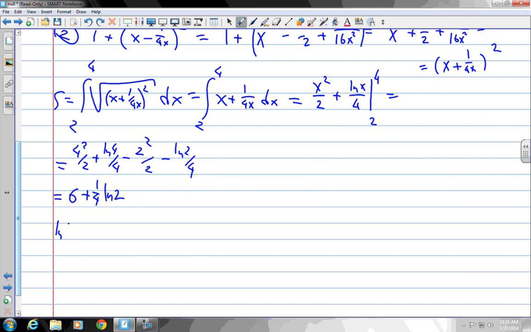Well, because ln of 4 minus ln of 2 is ln of 4 over 2, right? But anyways, whatever that is, you can leave that as an answer. You can plug it in a calculator to get what I got, which is 6.17.